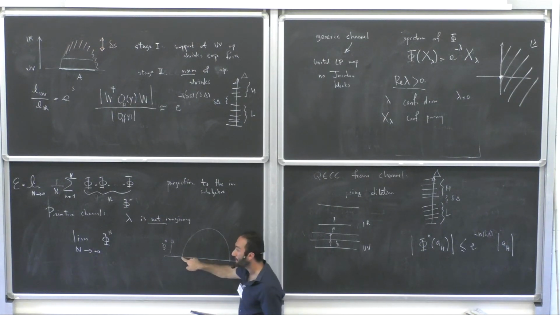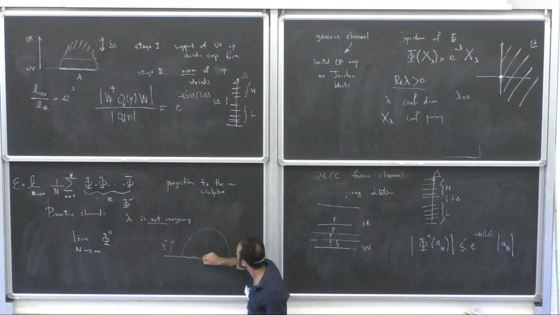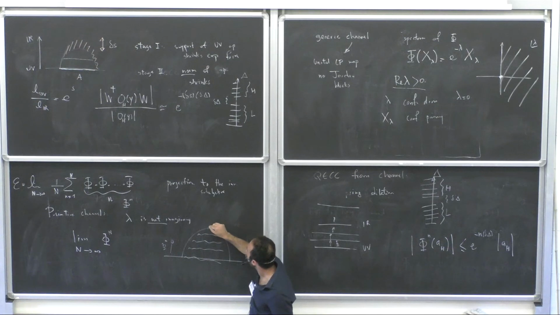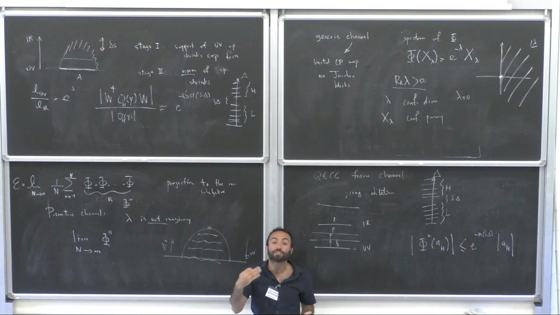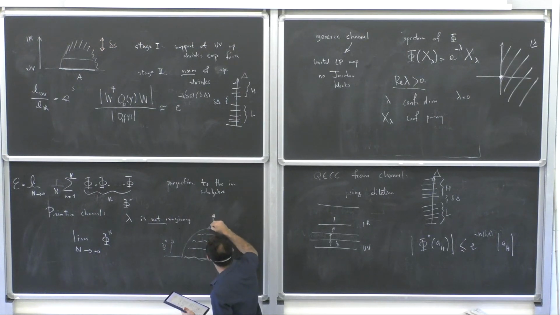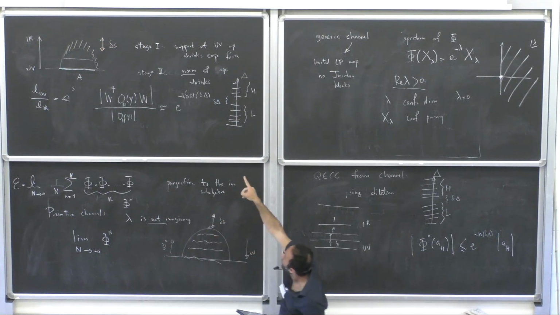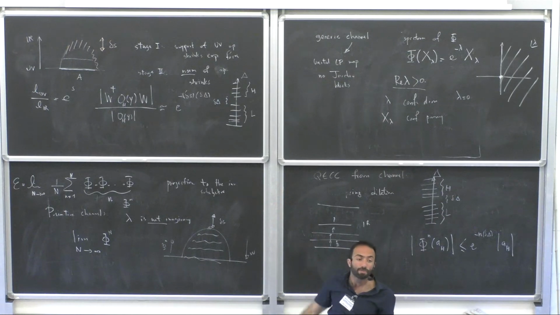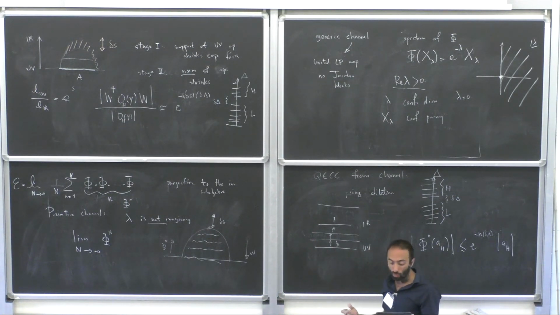There's an operator that's supported on a region here. As you flow towards the infrared, the support of this operator shrinks until it becomes comparable to the cutoff. Past that point, if you go deeper by some delta S, the norm of the operator drops, therefore the commutator as well as the correlators will just go away.